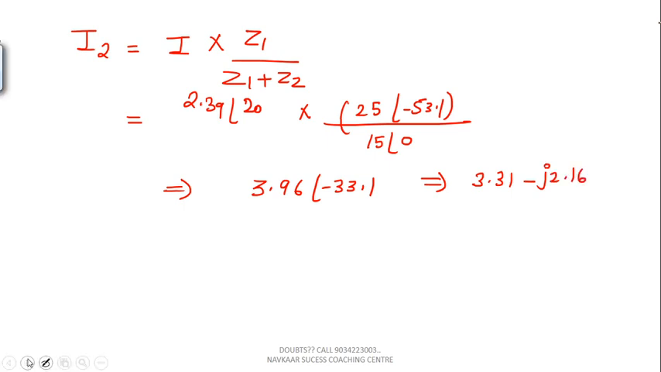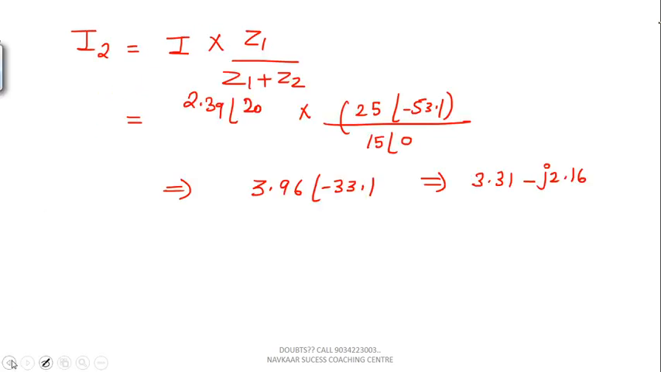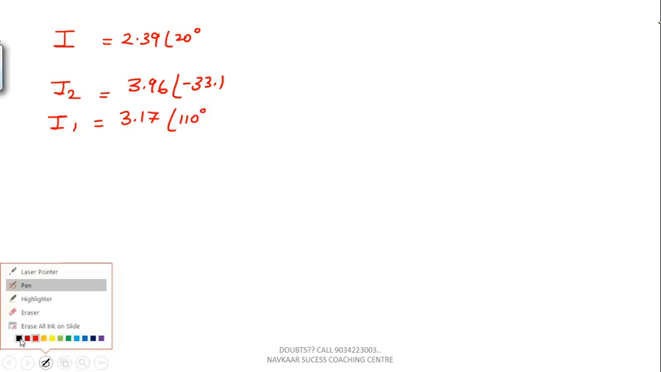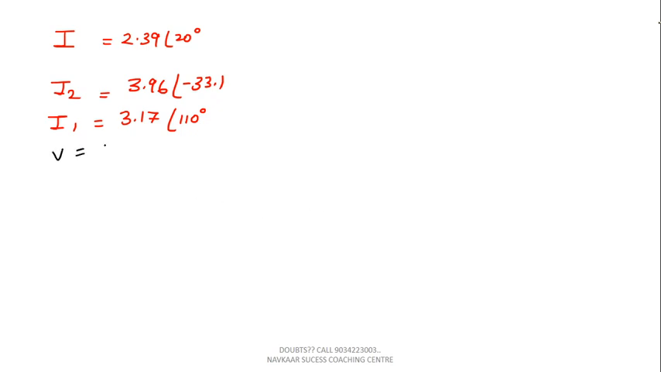Okay, now let's draw the phasor diagram. For the phasor diagram, I am writing down all the values. I value is 2.39 angle 20 degree, and I2 value is what we just calculated, 3.96 angle minus 33.1, and I1 value is 3.17 angle 110 degree, right? So let's draw the phasor diagram. And voltage is how much? 100 angle 20 degree, right?